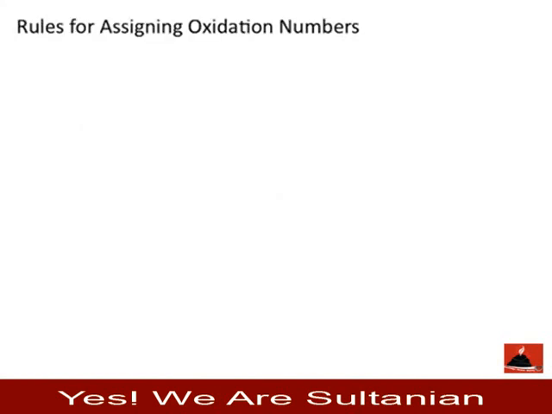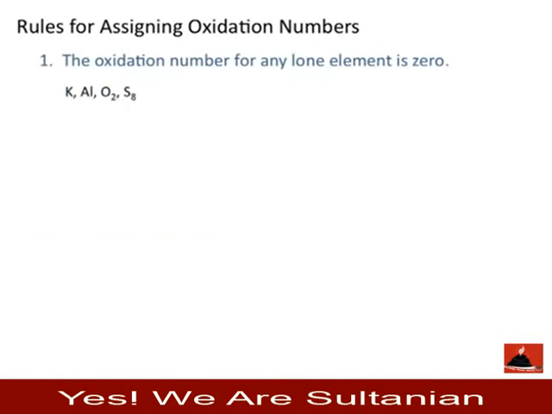Let's go over some rules for assigning oxidation numbers. First, the oxidation number for any lone element is 0. Some examples would be potassium or aluminum, but the oxidation number is also 0 even for molecules composed of all atoms of the same element, like O2 or S8.